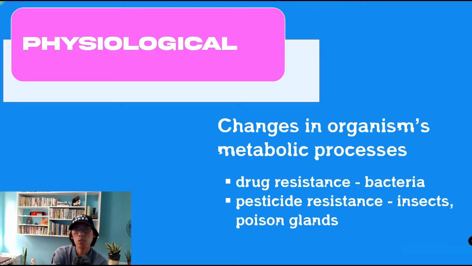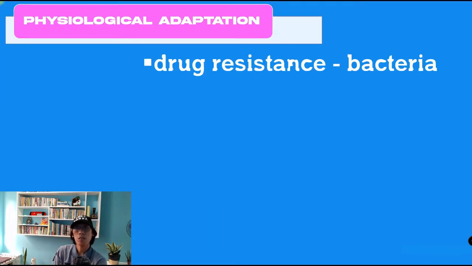Let's proceed with physiological adaptation. When you say physiological adaptation, it has something to do with the changes in organisms' metabolic processes. When you say metabolic processes, it refers to the sum total of all the physiological processes occurring inside the body. Now, there are two examples of physiological adaptations that organisms may develop. The first one is drug resistance in bacteria, and the second one is pesticide resistance. It involves insects.